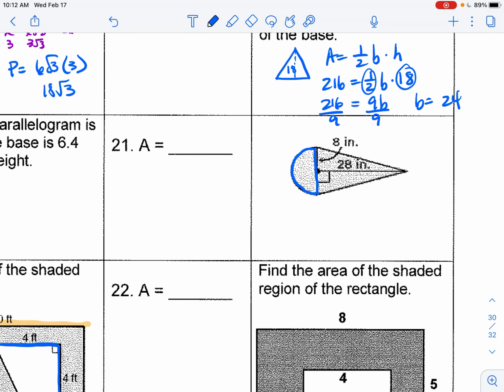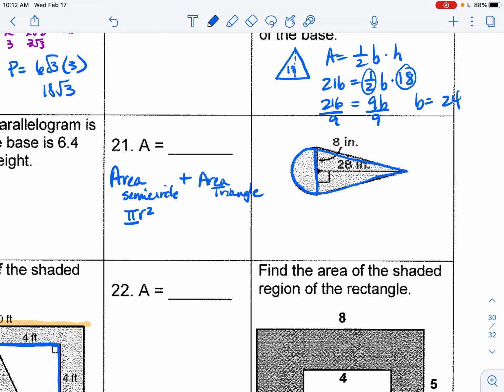Okay, 21, composite figure. So it looks like we have a semicircle. Let's find out what that is. And then we have 2 triangles. So my total area will be the semicircle plus the area of the triangle. And I can just consider this one big triangle. I add those two together, I'll have my composite area.